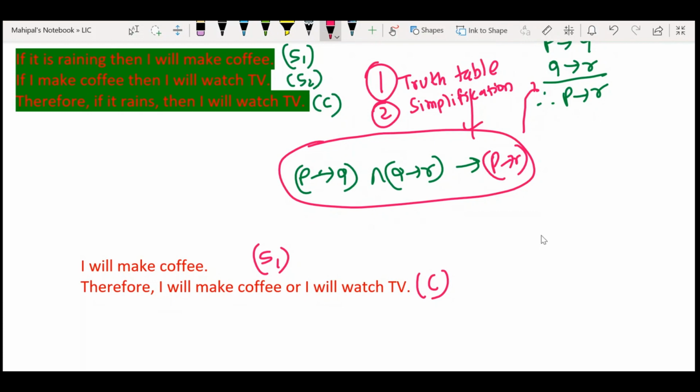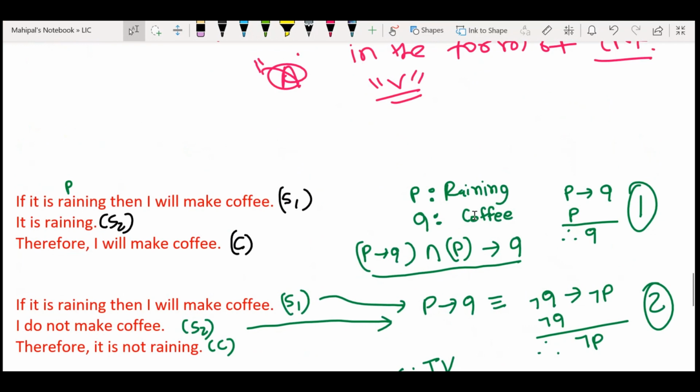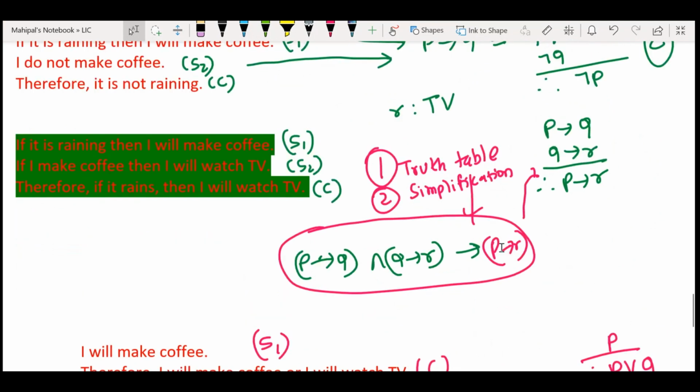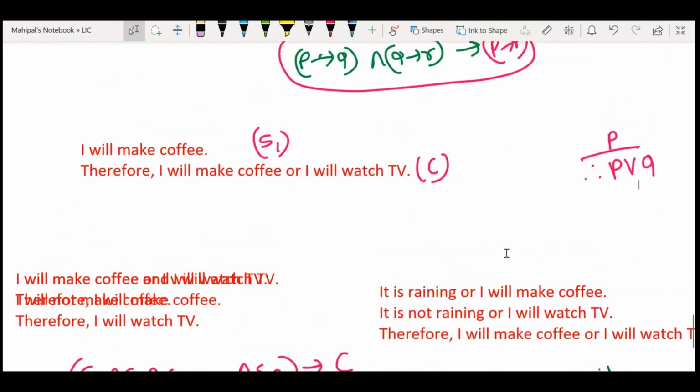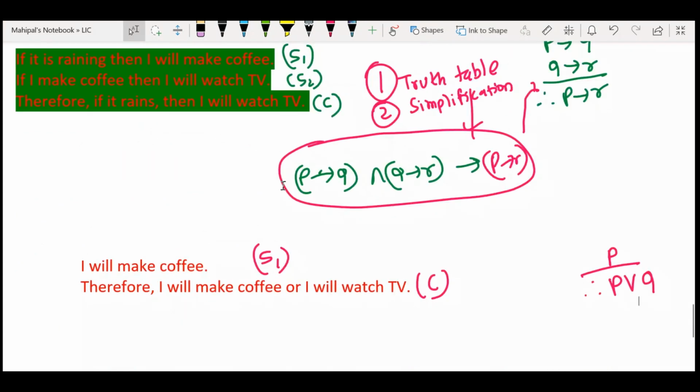So what are you suggesting? P implies P or Q. This is my P, and my conclusion is P or Q. No, P was corresponding to raining, I guess. So we must use Q here. P was corresponding to raining, Q is corresponding to coffee. So we must write here Q and Q or R, not this.